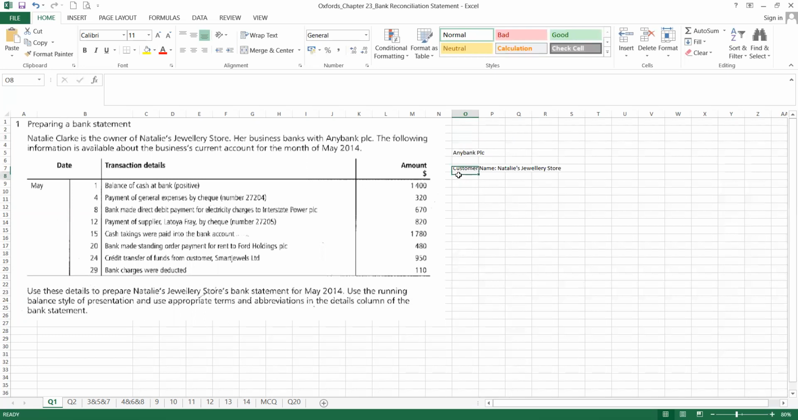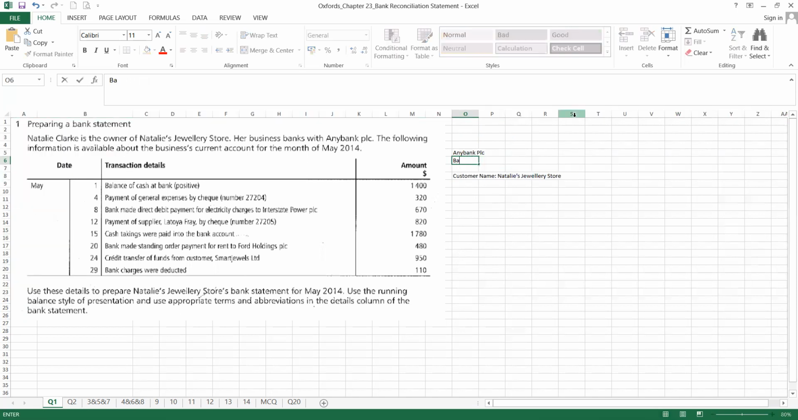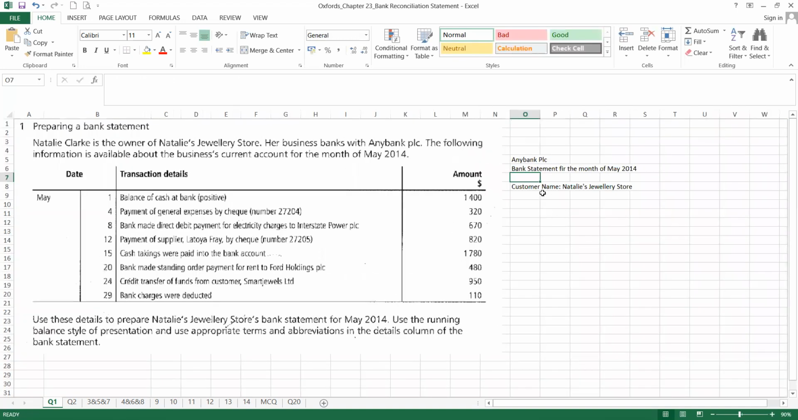Okay. And this bank statement is for which month? So we put the header: Bank statement for the month of May 2014. Okay. We have the date, we have the transaction detail, so we put the date, detail, and the amount in the debit and credit, and the balance. So 3 columns for the dollar sign.